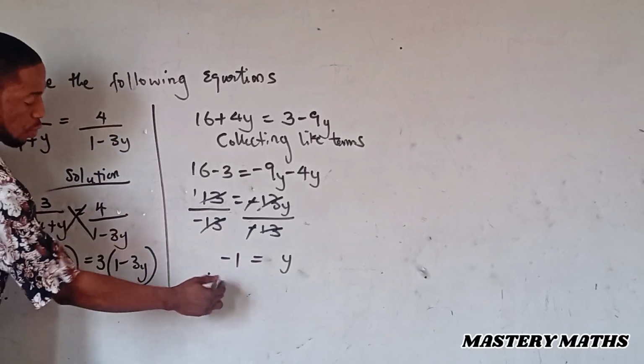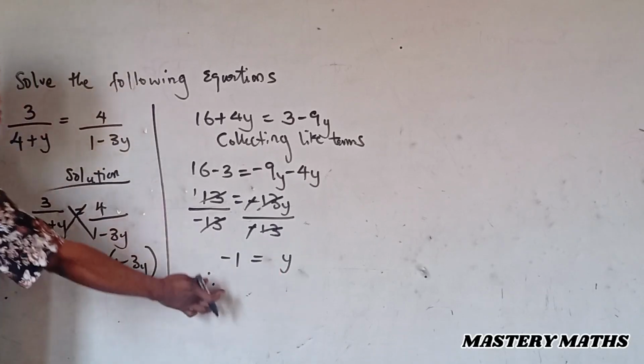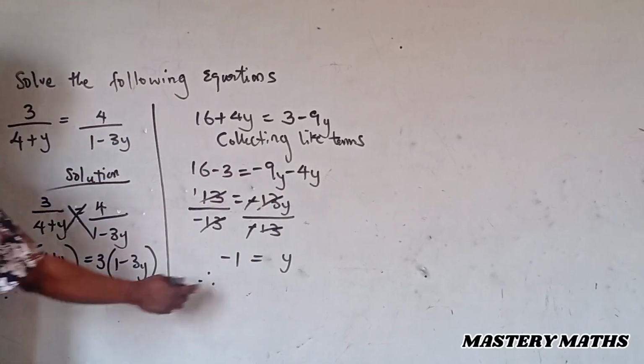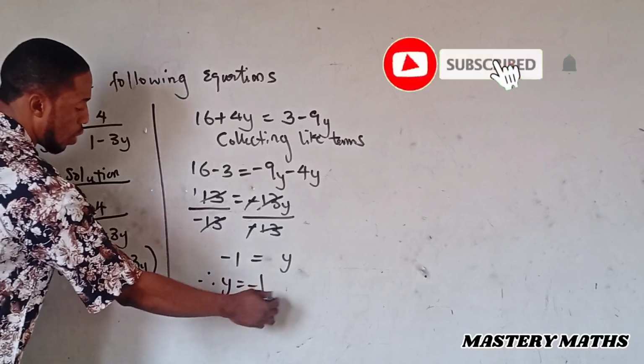So you say, therefore, we shift it so that the variable comes before the coefficient. You say, therefore, y is equal to minus 1.